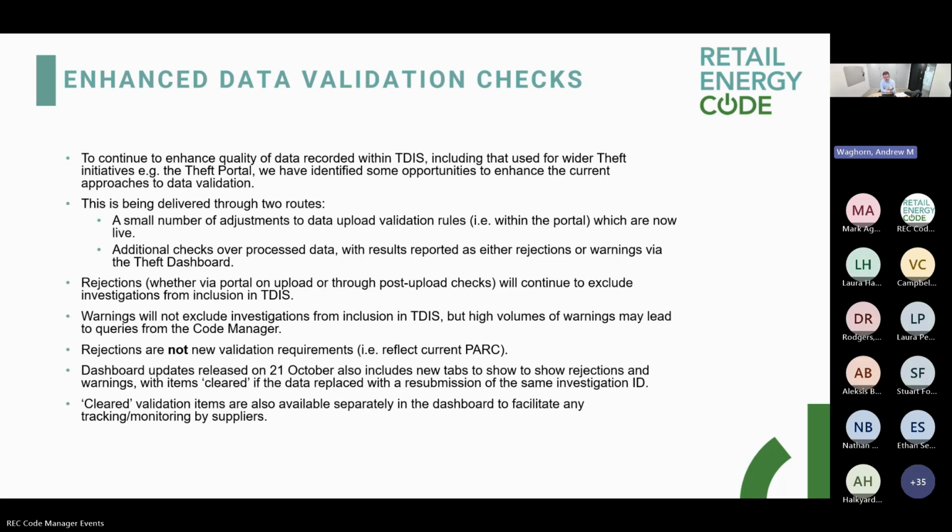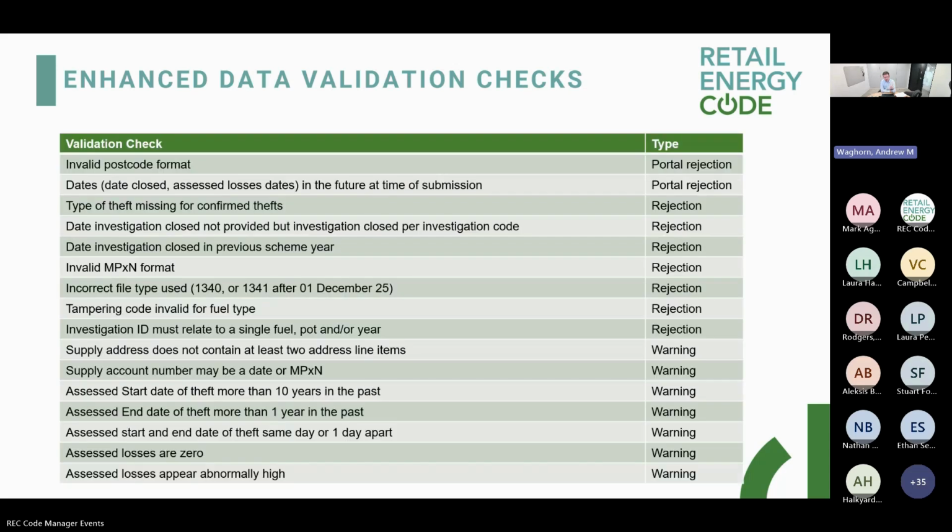I've got on the next slide a list of what they are. I won't go through them all in detail now, and hopefully they're pretty self-explanatory. That slide, as Anton said, has been distributed with the rest of the pack, so obviously you can see those. And if you do get one of these, you get a table that says this investigation ID for this meter point, this was the file you gave us it in, and this is the validation check it hasn't passed.